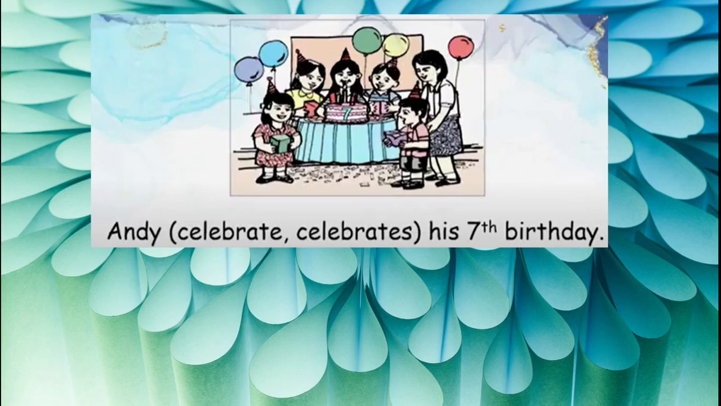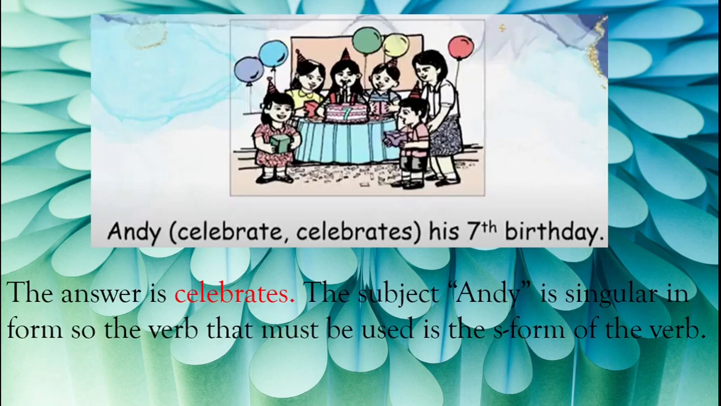Andy celebrates his 7th birthday. Right. The answer is celebrates. The subject Andy is singular in form, so the verb that must be used is the S form of the verb.